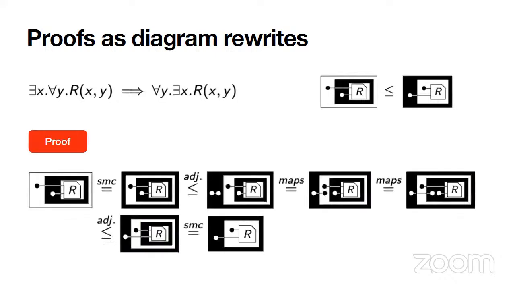Proofs are equational proofs. So we start from the left-hand side. Here we apply the laws of symmetric monoidal categories, basically to say that we can put a black background around this diagram here. It doesn't change its meaning. We can use the adjunction condition to make appear what is usually called a bone here on the left.